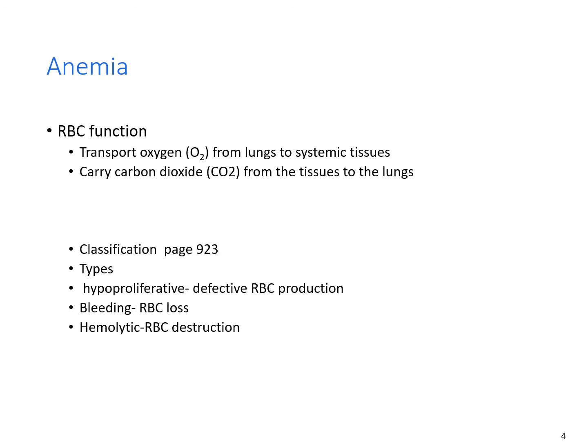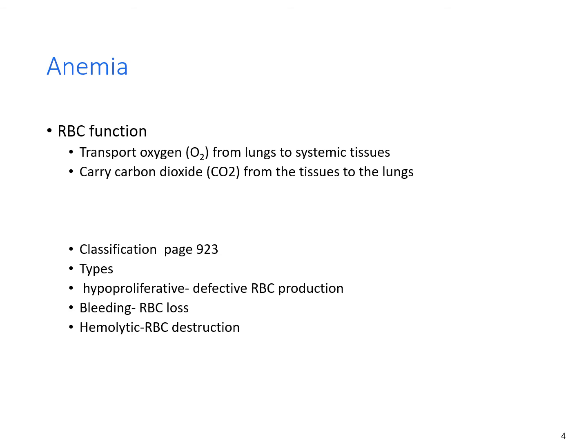All right, so now we have anemia. So we're still talking about anemia. We're talking about what is the red blood cell function, what is it supposed to be doing. It's supposed to be transporting oxygen from the lungs to the systemic tissues. It's supposed to be carrying carbon dioxide from the tissues to the lungs. So all of that is supposed to be going on.